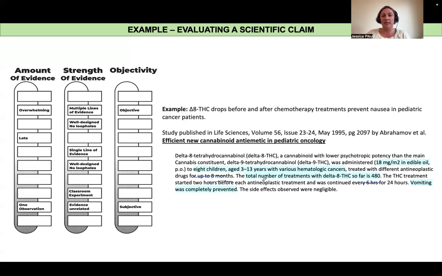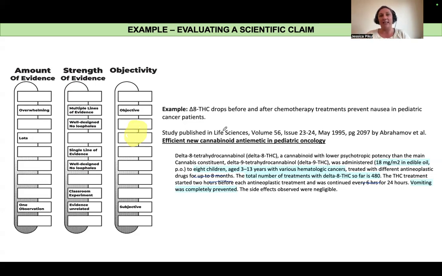Let's break this out because that sounds great. The things that I notice are that the dosage is important to know. Being given the exact dosage, the numbers, everything about this gives you all the information. That makes this a far more objective study and statement right off the bat. This is also published in Life Sciences, so it's a publication that's well known for having a strong peer review process.